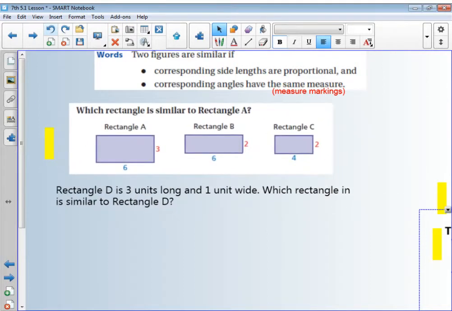Okay, so let's go ahead and do this one. It says, which rectangle is similar to A? So we've already done this one, right? We already did that as our very first one, checking to see which one was similar to A. So I'm going to extend on this.